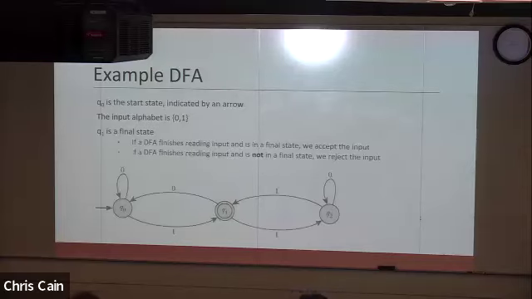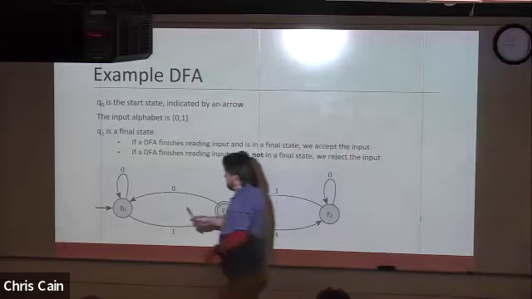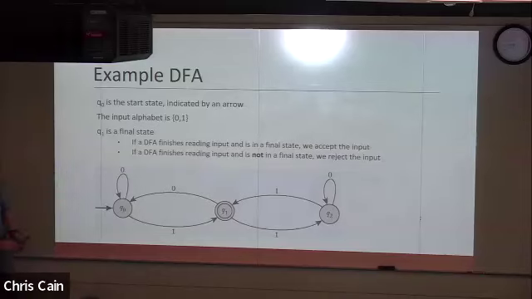Let's actually do the whole slide. There we go. All right, so this arrow tells us it's pointing at the initial state. So we're going to start here. The input alphabet for this is binary, zeros and ones. So we start in Q0.